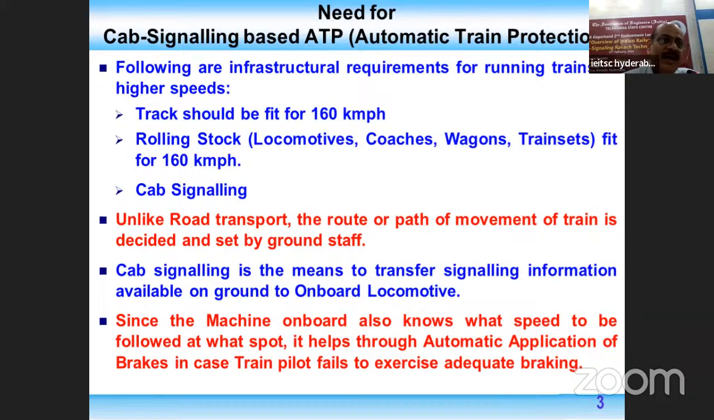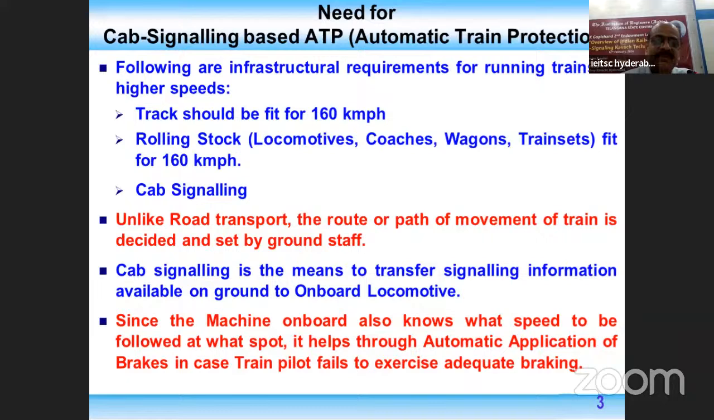At higher speeds, what would happen? Our drivers will find it inconvenient to drive the train by watching the line side signals. So we have to transfer this information on board, inside the train, inside the locomotive, and display it in front of train pilots in a user-friendly manner so that they can drive the train at higher speeds. This is all about cab signaling in a nutshell. Okay, next slide, please.